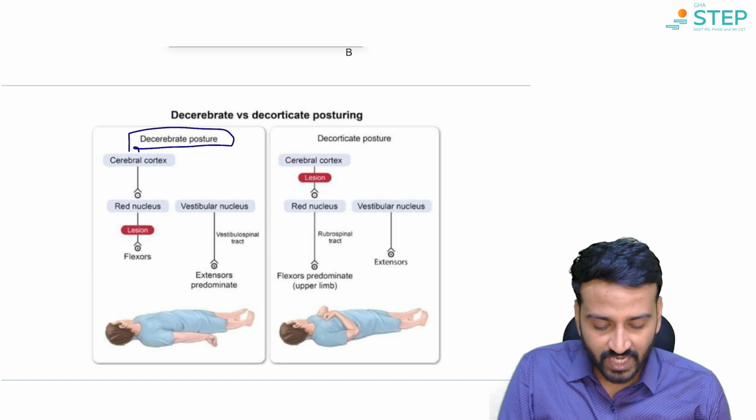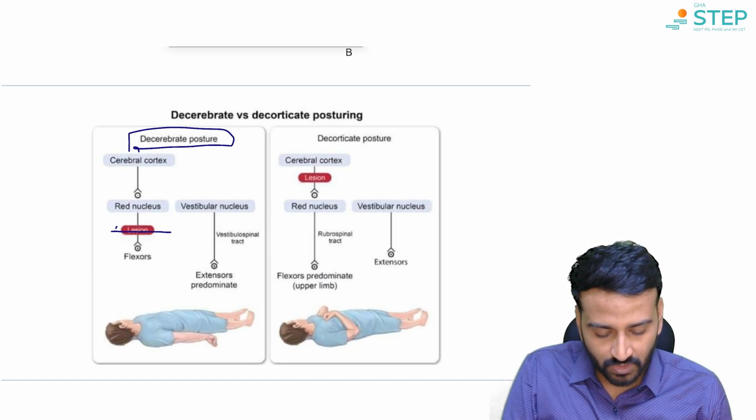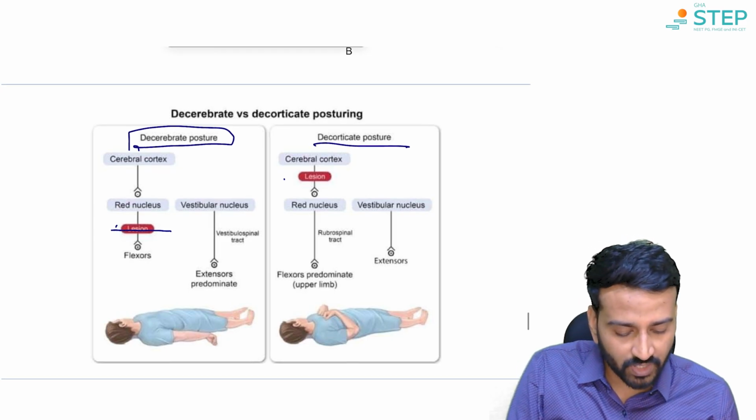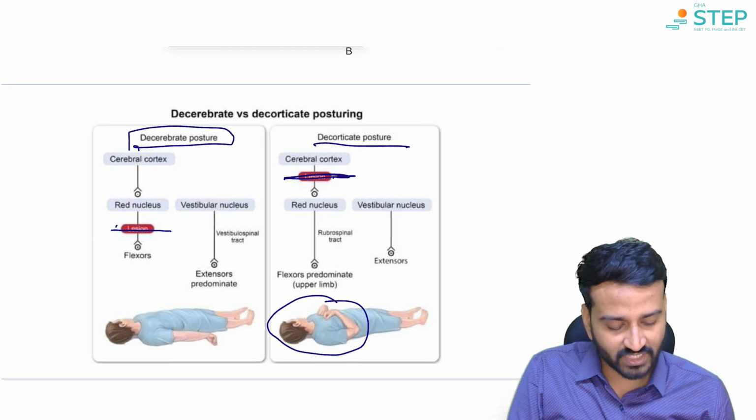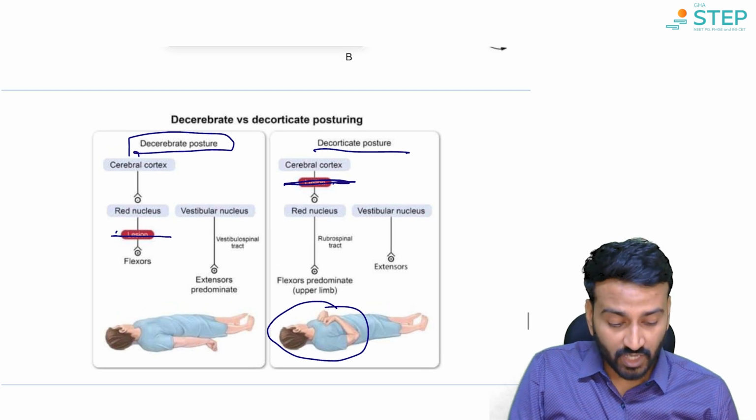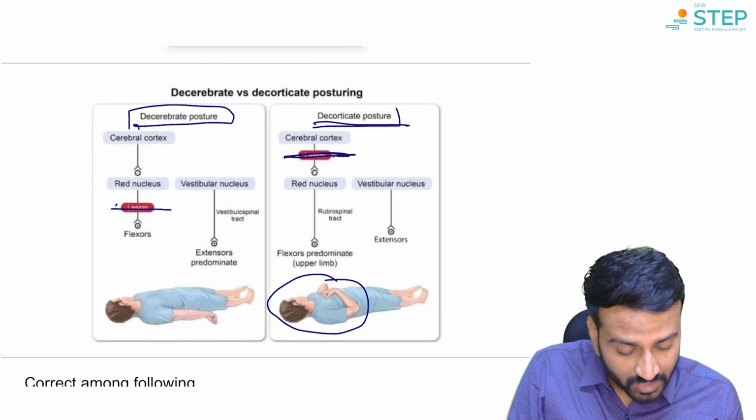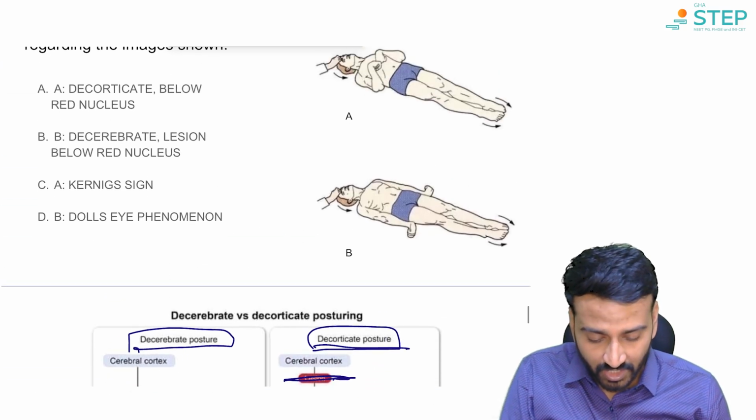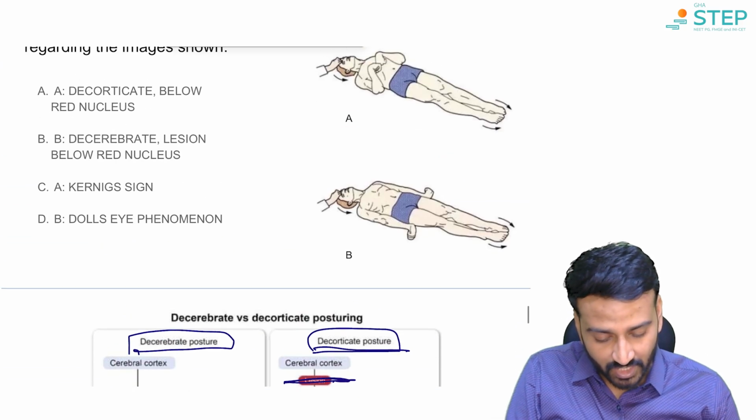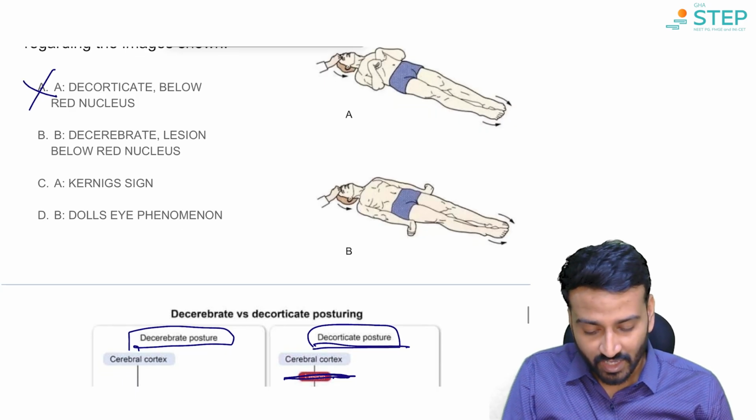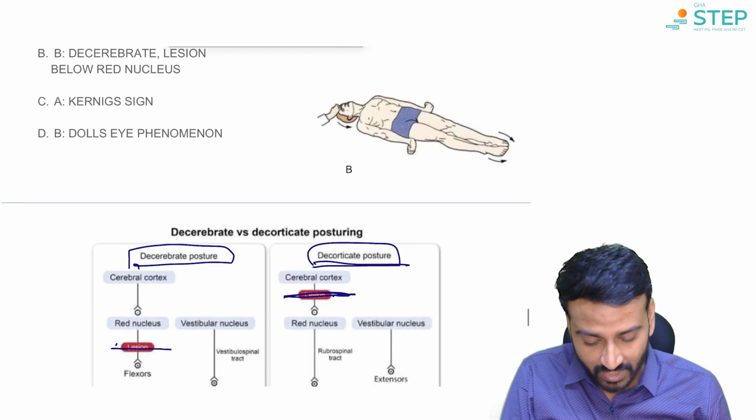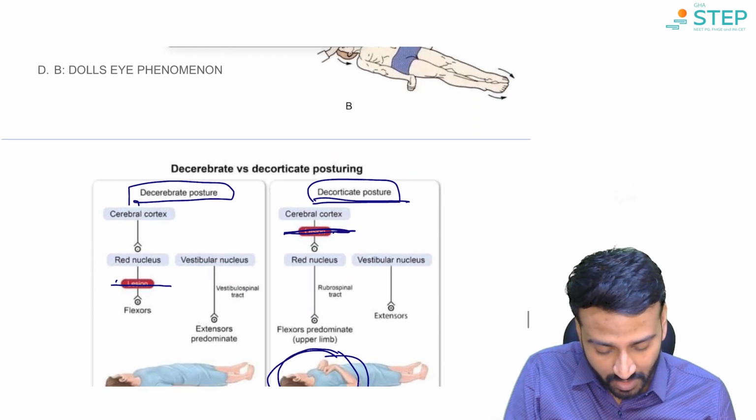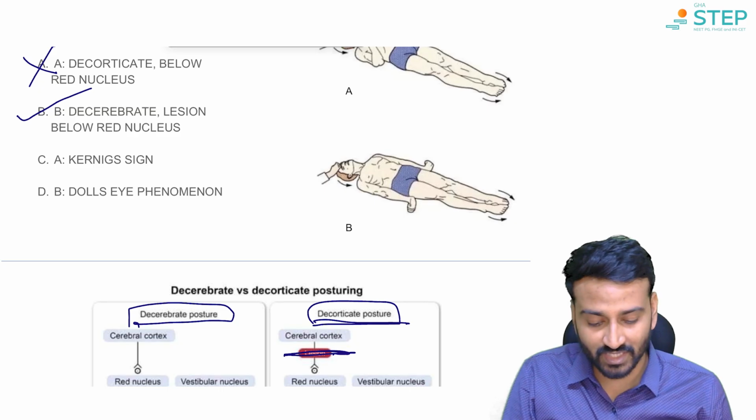Decerebrate posture means the cerebral cortex, including the red nucleus, is cut off, and decorticate posture is above the red nucleus, with flexion at the upper limbs. That means decorticate will have flexion. Is decorticate below the red nucleus? No, right? And decerebrate is below the red nucleus? Yes, so B, decerebrate below the red nucleus, is the answer. Perfect.